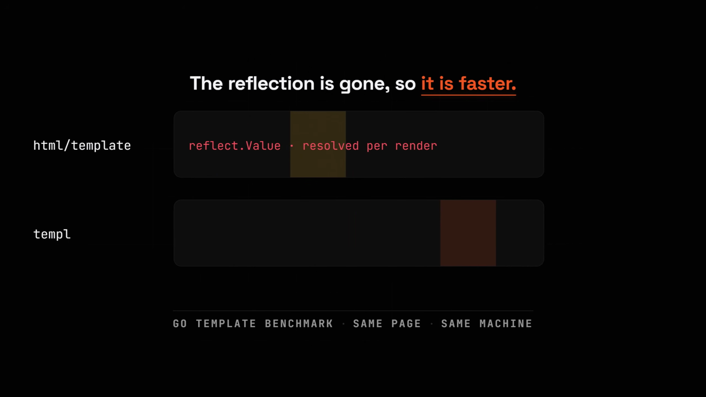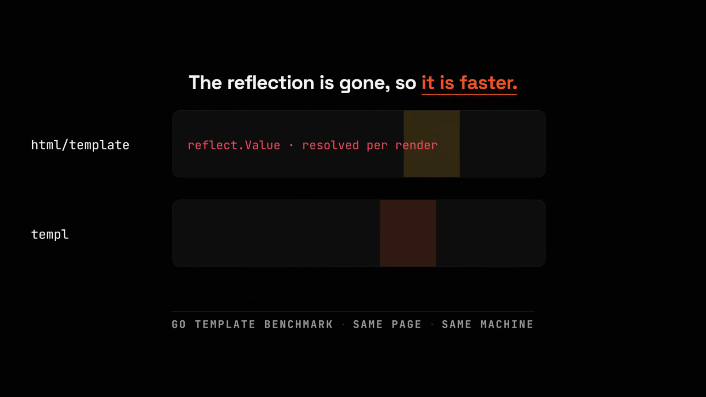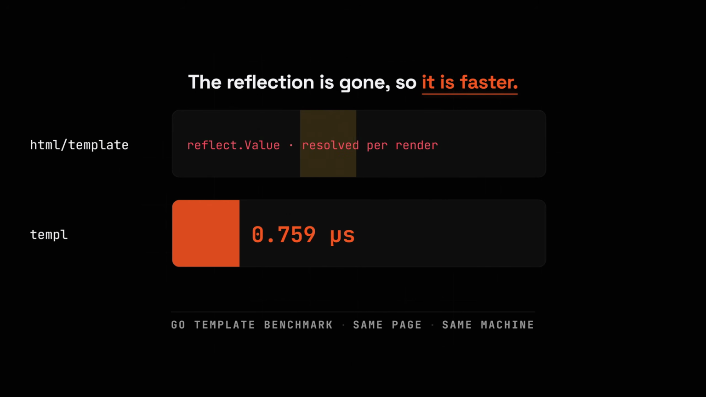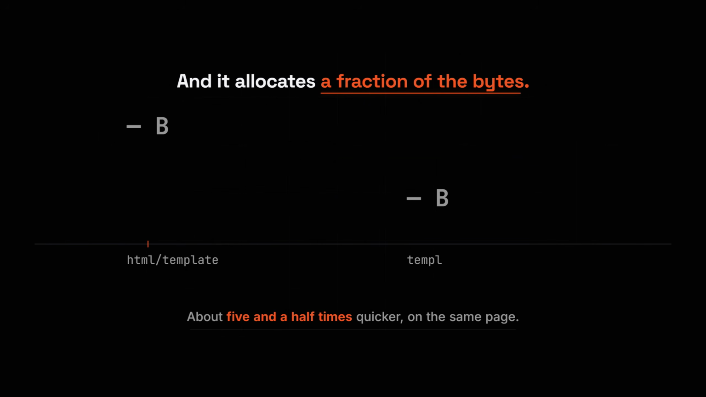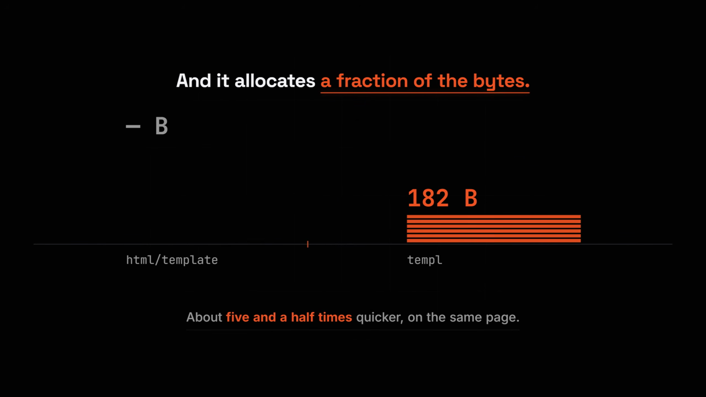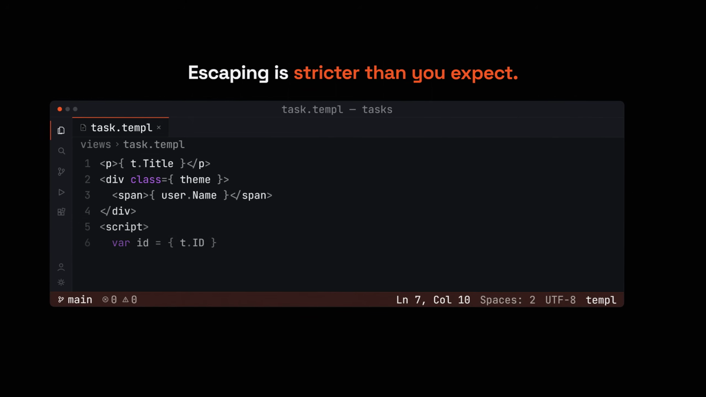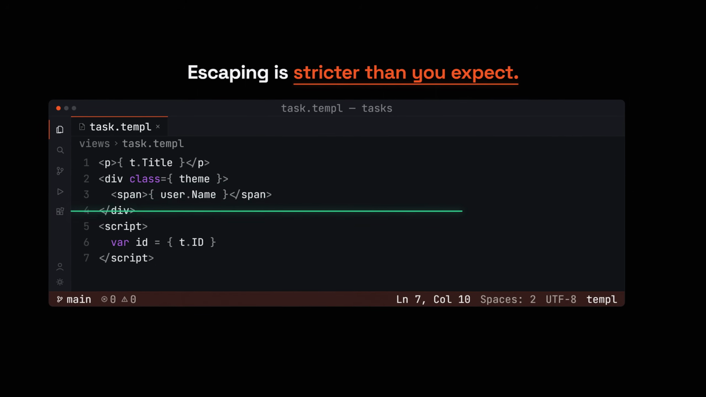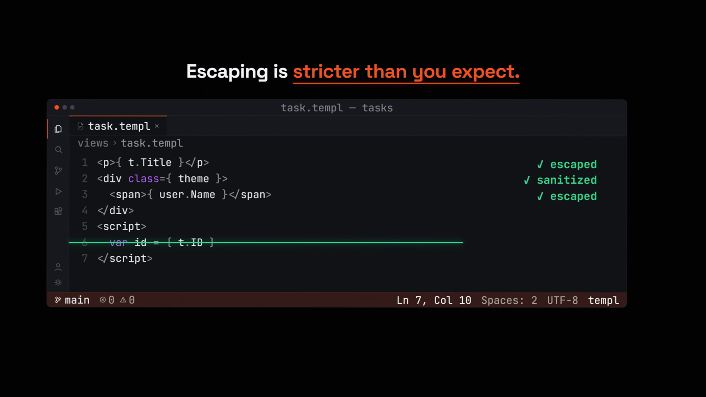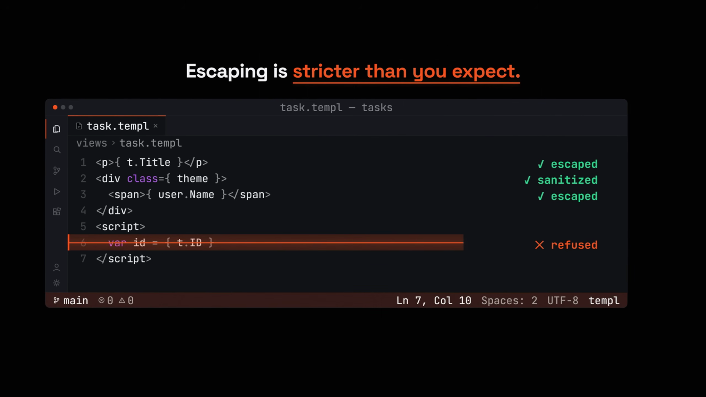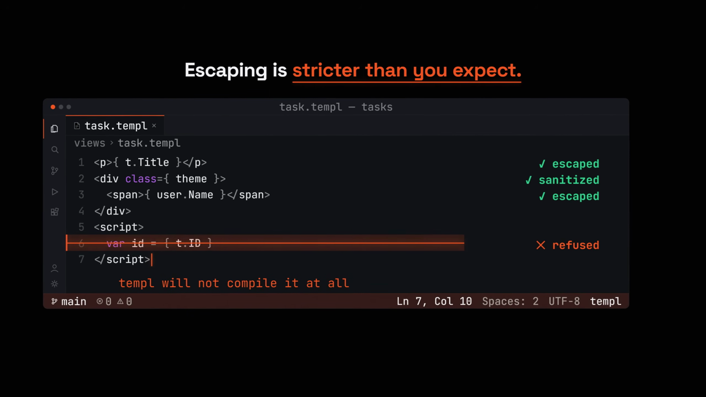In the community Go Templ benchmark, refreshed this February, Templ renders the simple page in 0.76 microseconds against HTML templates' 4.23. That's about 5.5 times quicker, and it allocates 182 bytes instead of 673. Escaping comes with it, and it's stricter than you'd expect. Text nodes are escaped, class names get sanitized, and you cannot interpolate a variable inside a script or style tag at all. Templ refuses to compile it rather than trust you with it.